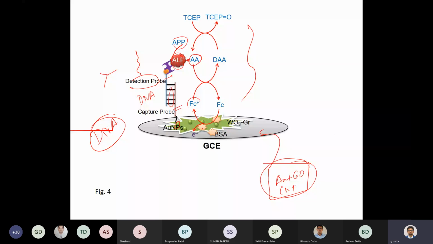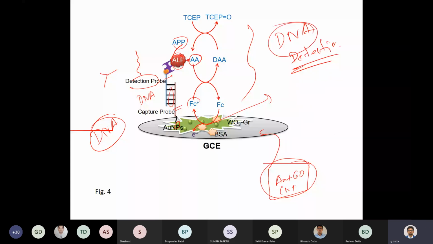So what change did we make here? Just the surface modification. And you can use it for DNA detection. So this is for DNA detection. How? Because instead of using the antibody, we are using DNA here. Everything can be the same or similar. Clear?